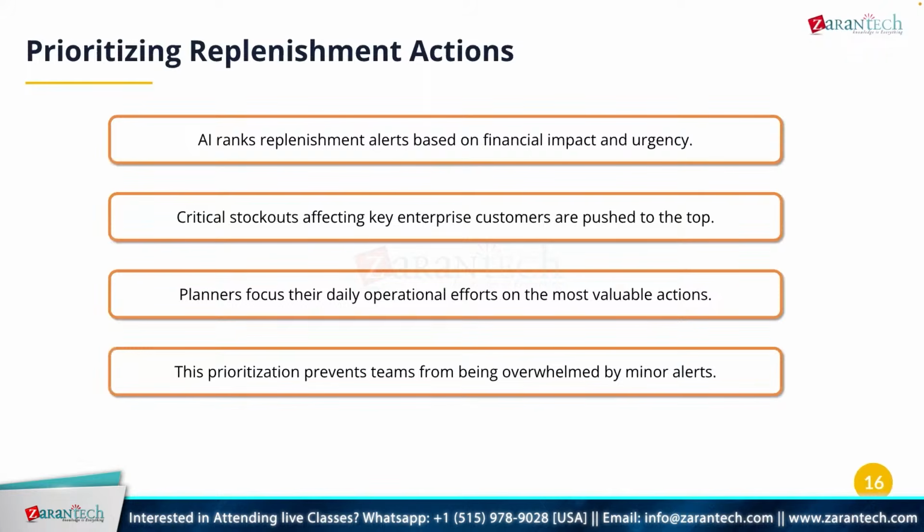So prioritizing replenishment actions as part of reorder. It should be based on financial impact and urgency. And the critical stock-outs that affect key enterprise customers should be pushed to the top, right? So planner focus should be there, prioritization should be there, and you should not get overwhelmed by the minor alerts also. It should be a process where it has to go like that.